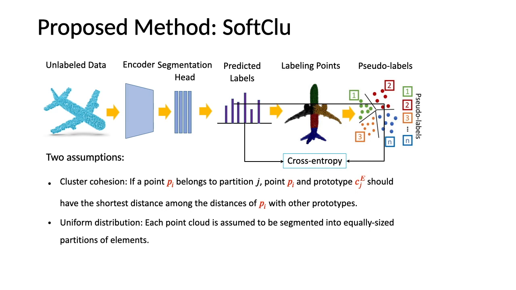We generate pseudo-labels based on two assumptions. Cluster cohesion: if a point belongs to a partition, the point and its prototype should have the shortest distance among the distances with the other prototypes. And the uniform distribution: each point cloud is assumed to be segmented into equally sized partitions of elements.